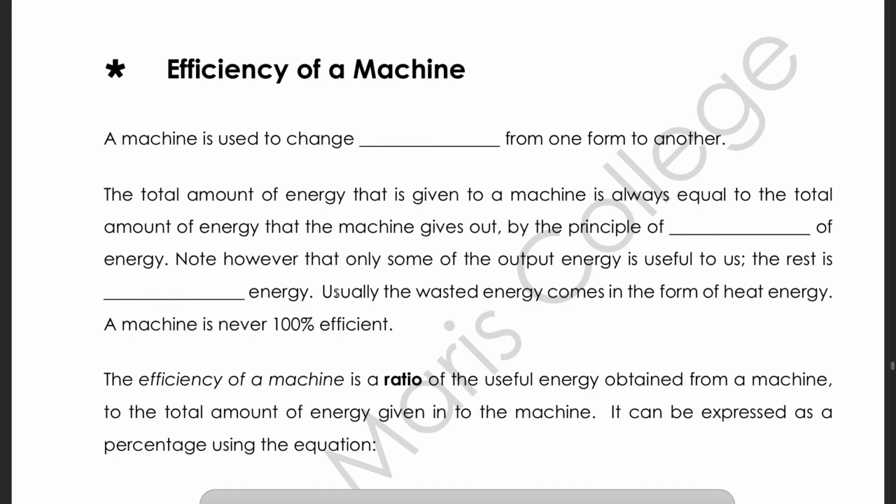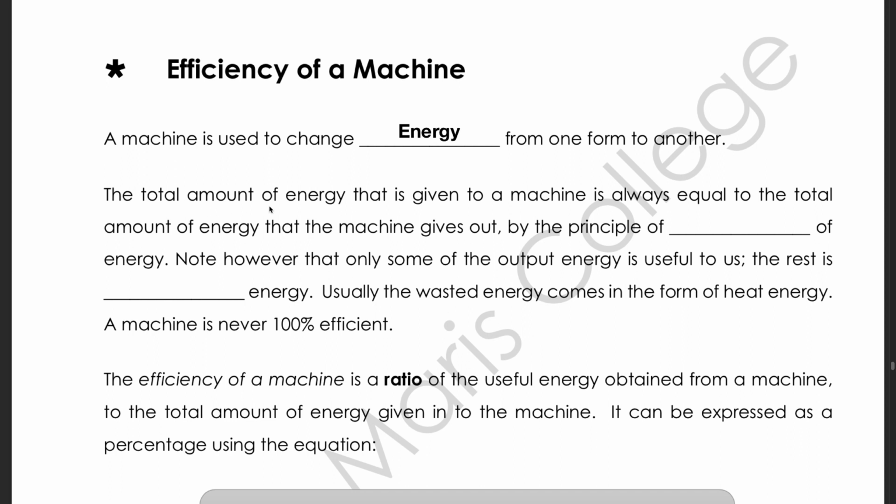We are on page 42 and we are going to be talking about the efficiency of a machine. A machine is used to change energy from one form to another. Remember what we said, energy cannot be created and it cannot be destroyed. It can only change from one form into another.